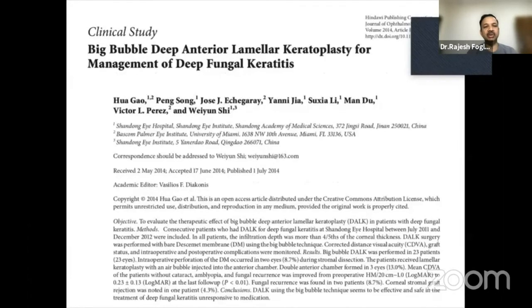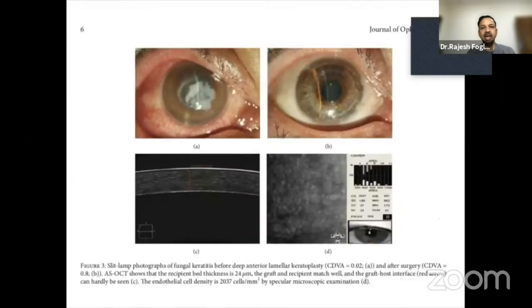Another paper from China and from Bascom Palmer looked at performing big bubble DALK in deep fungal keratitis. So almost 4/5 of the cornea was involved in the fungal keratitis, and they performed big bubble, which goes all the way to the predescemetic layer. They did have DM perforation in 2 eyes, but they continued the surgery by placing an air bubble. They had a favorable outcome, with recurrence in only 2 eyes, 8.7%. This is one of their cases where there is significant central visual axis involvement.